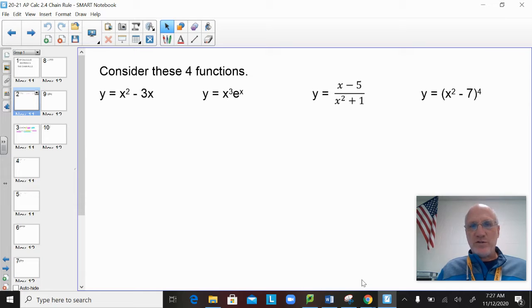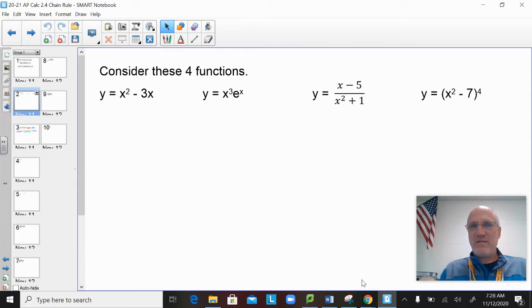I would argue that the first three, we already know how to take the derivative. The first one is just take the derivative one term at a time. The second one appears to be a product. We could use the product rule. The third one appears to be a quotient. We could use the quotient rule. The fourth one is the type of function we have not had to take the derivative of yet.